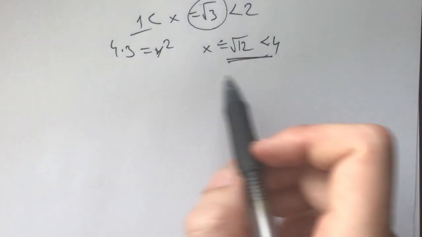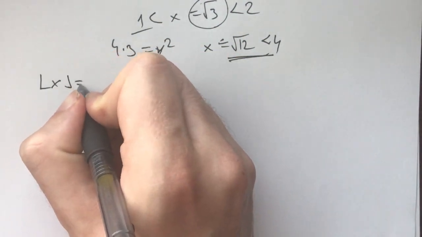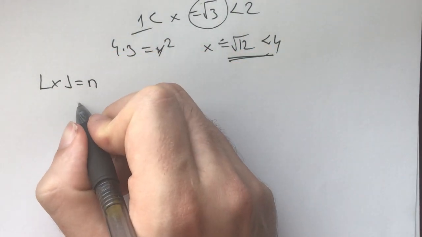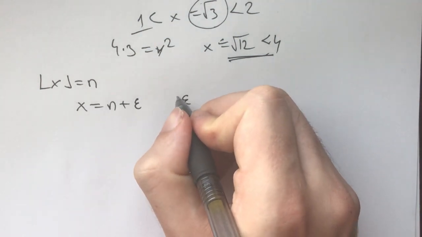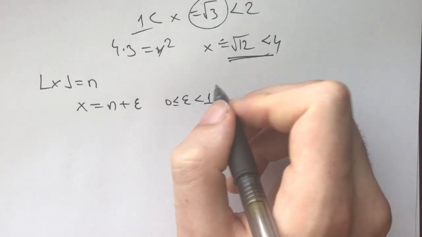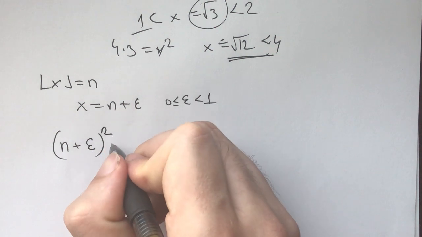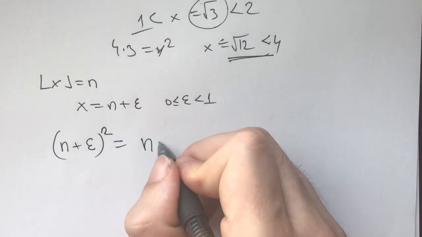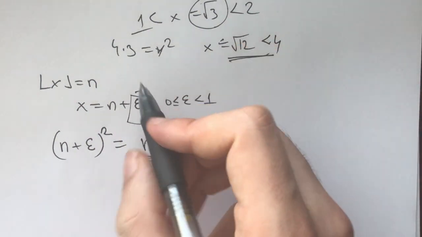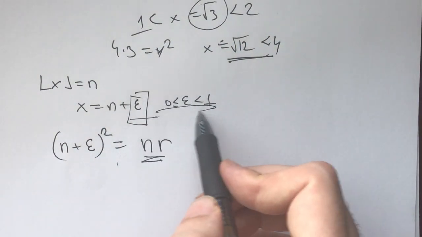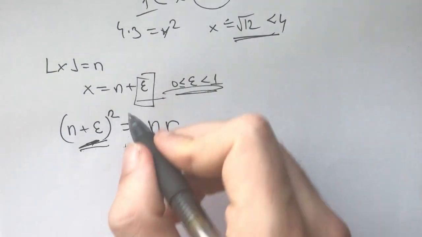Now, how do we proceed here? Well, a way to quickly formalize this is to let the floor of x be equal to n, and we need that x is equal to n plus epsilon, where epsilon is greater than or equal to 0 and less than 1, and we have n plus epsilon squared is equal to n times r. Now for us, we don't really need to find epsilon here. We just need to show that there exists an epsilon.